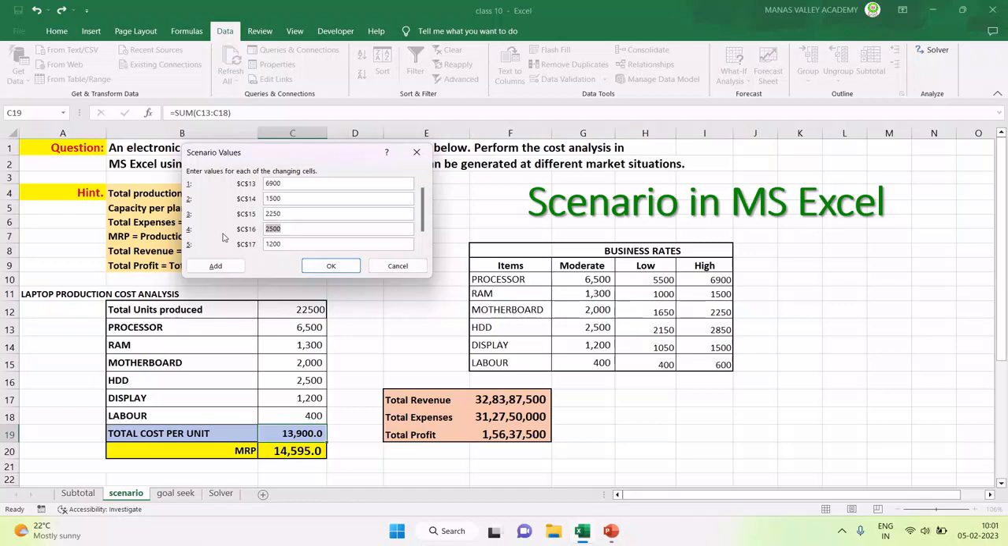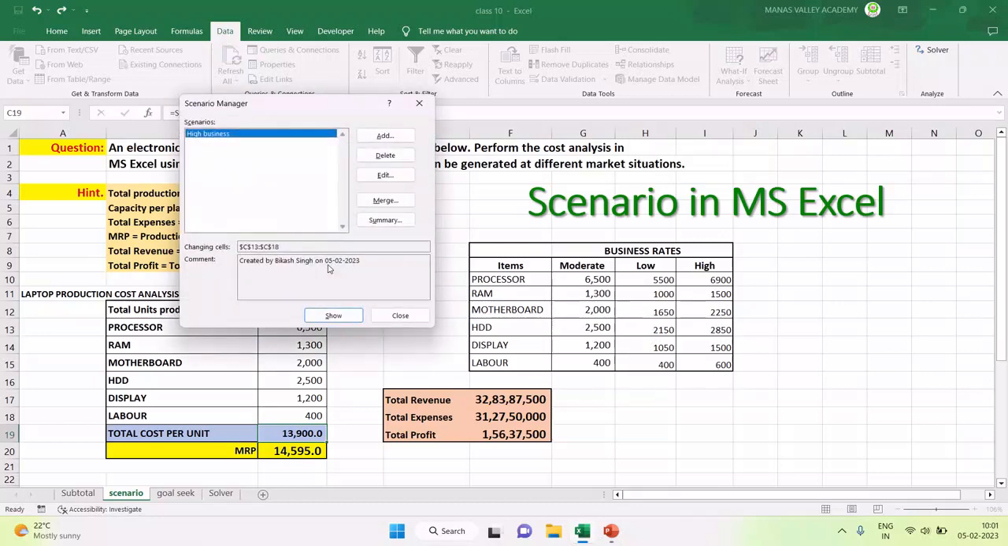Then comes your fourth cell, that is the hard disk cost, which in case of high business will be 2,850. Then your display will be 1,500. And lastly the labor cost will be 600. Once it is done, click on the OK button. Then your high business scenario is added.